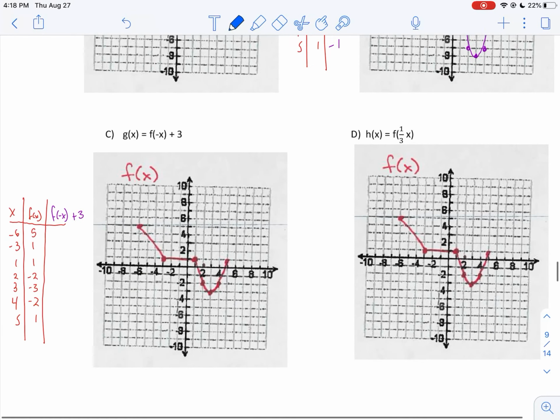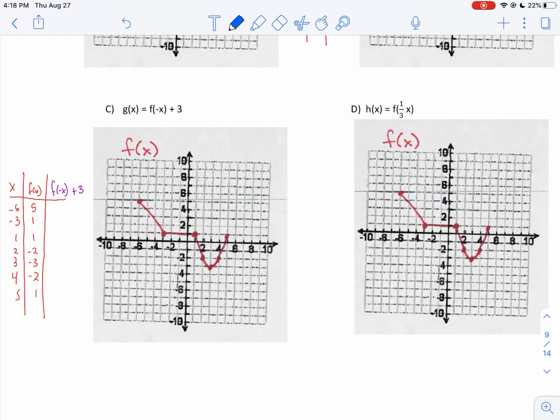All right, we can do the same thing here. This is going to reflect it horizontally and then shift it up 3. I think this might be easier to do without the table because the x values are changing as well. Here we go. We've got negative 6, so it's going to flip this all the way over to positive 6, but then it's going to go up 3. So now we're up here.